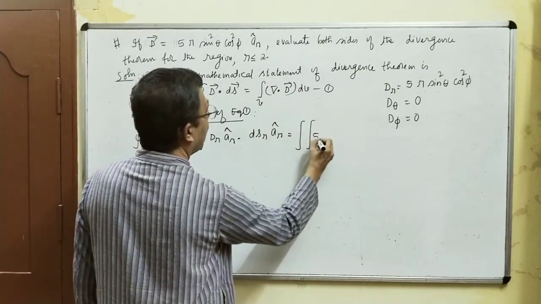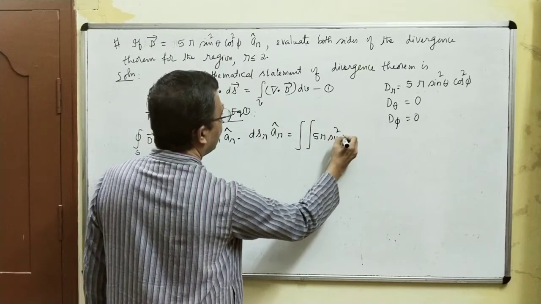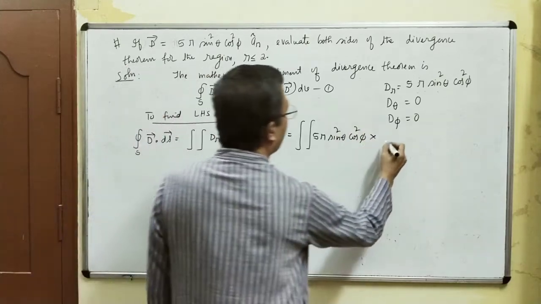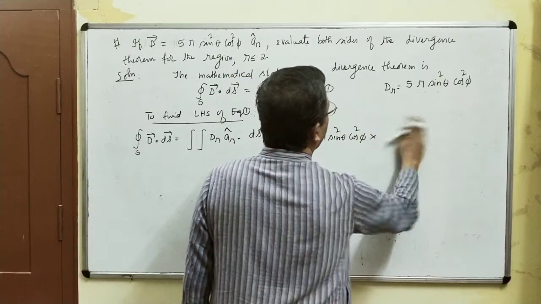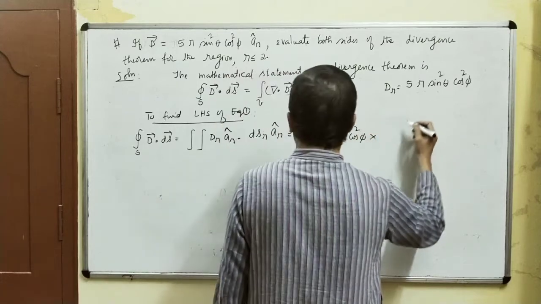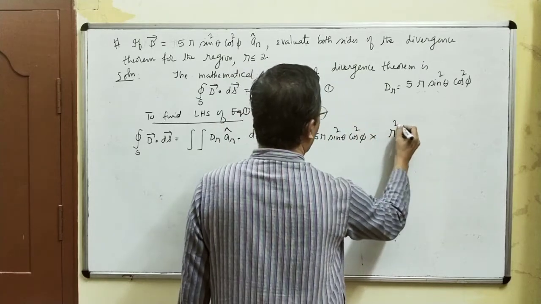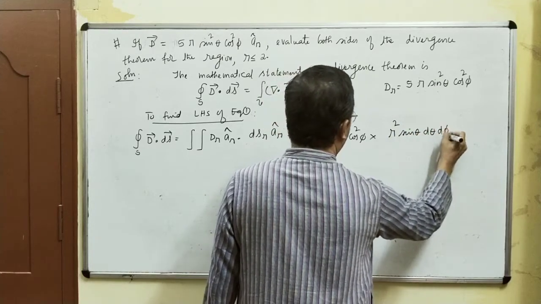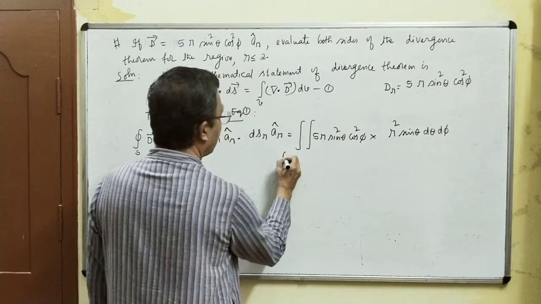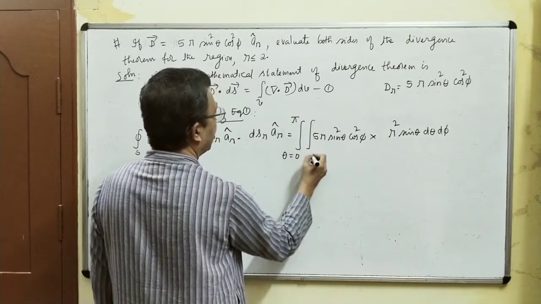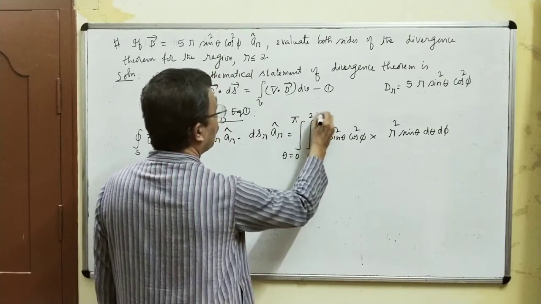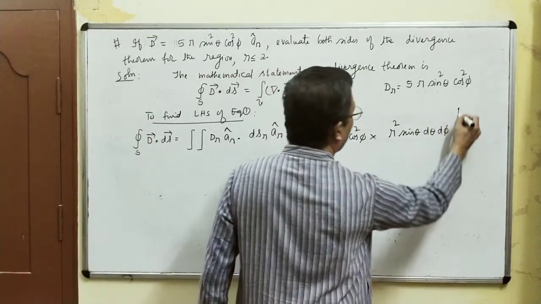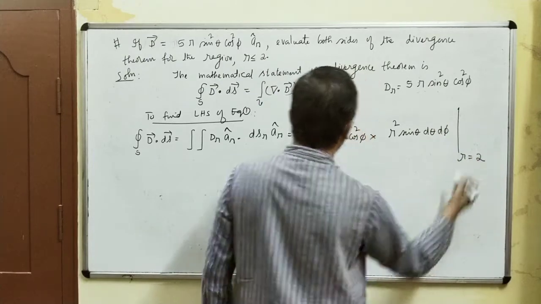Dr is 5r sin square theta cos square phi, into dsr. What is dsr? It is dl2 into dl3, so it is r square sin theta d theta d phi. Theta takes values from 0 to pi. Phi takes values from 0 to 2 pi. It is for the region r less than or equal to 2. Therefore, this has to be evaluated at r equal to 2.